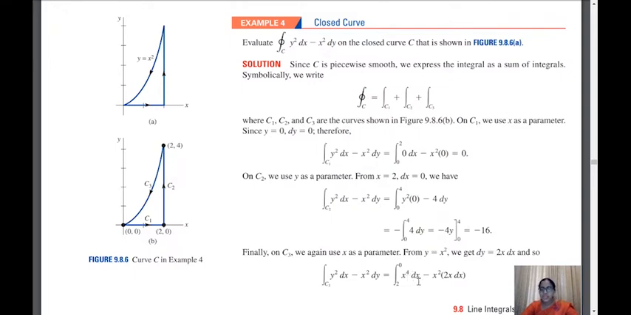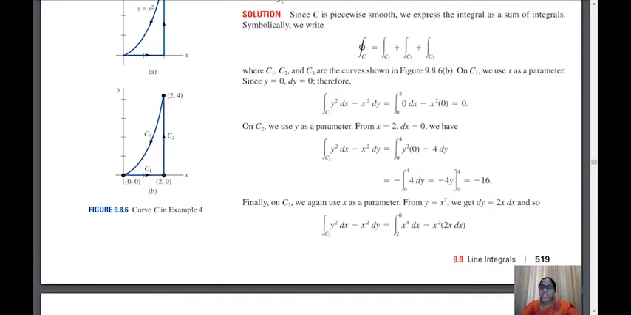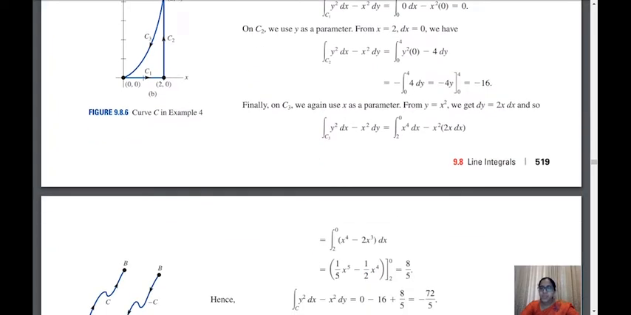x raised to 4 dx minus x square into what will be dy when y is x square? 2x dx, minus x square into 2x dx. So altogether it will be the integral from 0 to 2 of x raised to 4 minus 2x cube dx. So when integrating, you will get the value equal to 8 by 5.